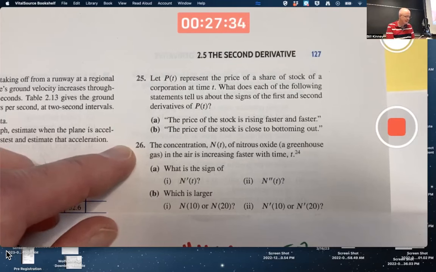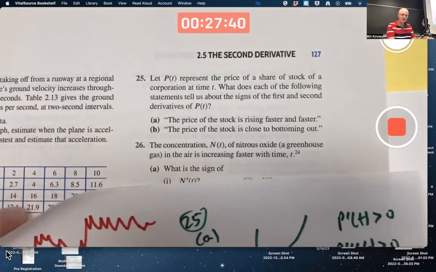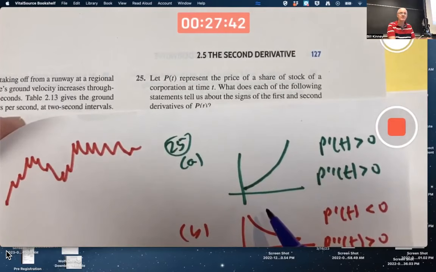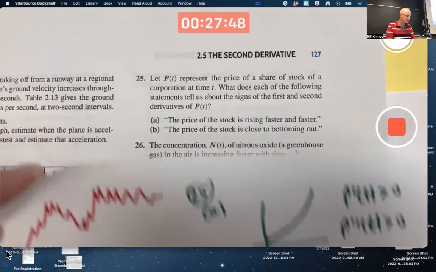It's in the air, it's increasing faster with time. Look for keywords, increasing faster. That's like in 25, the first situation. Right there, increasing faster and faster. So both the derivative and the second derivative are positive.